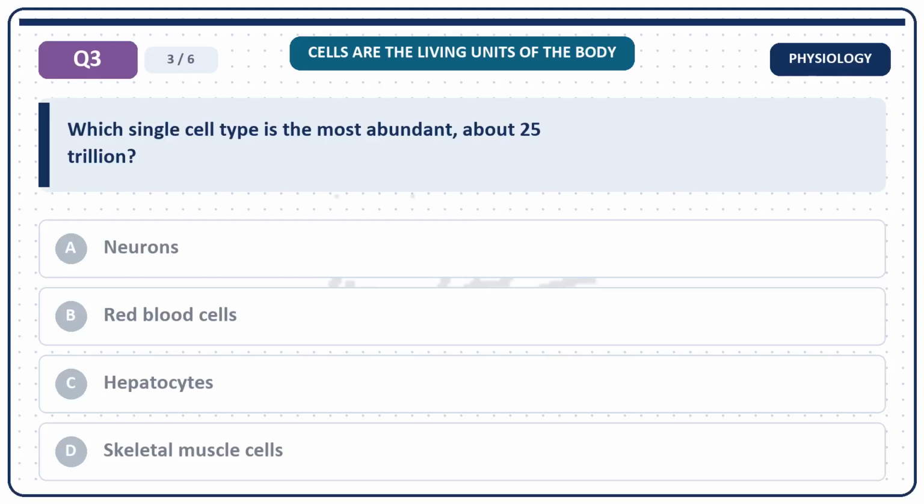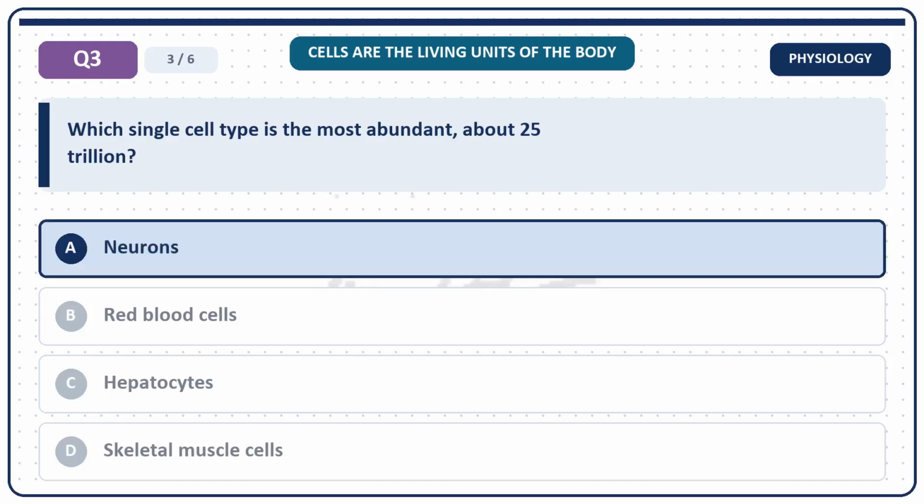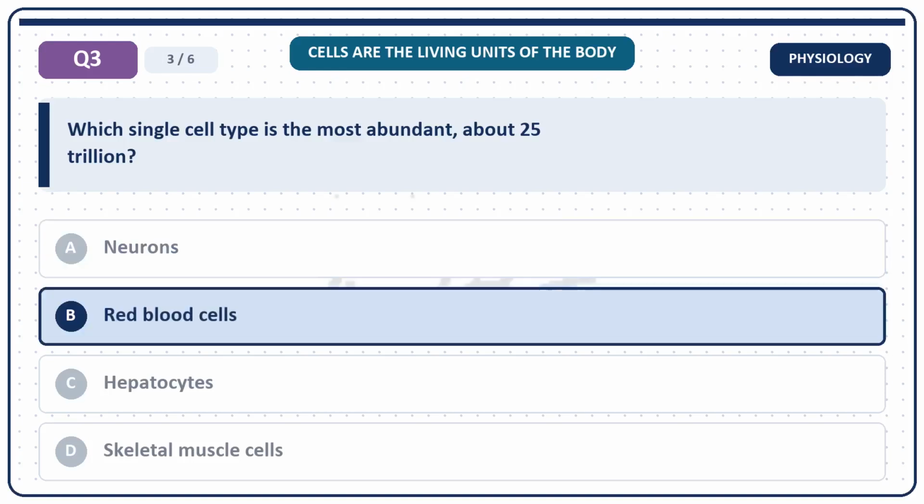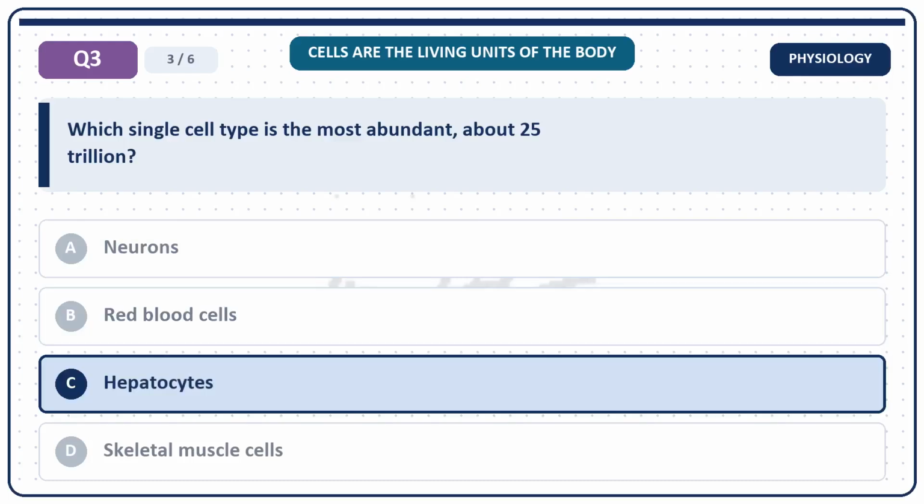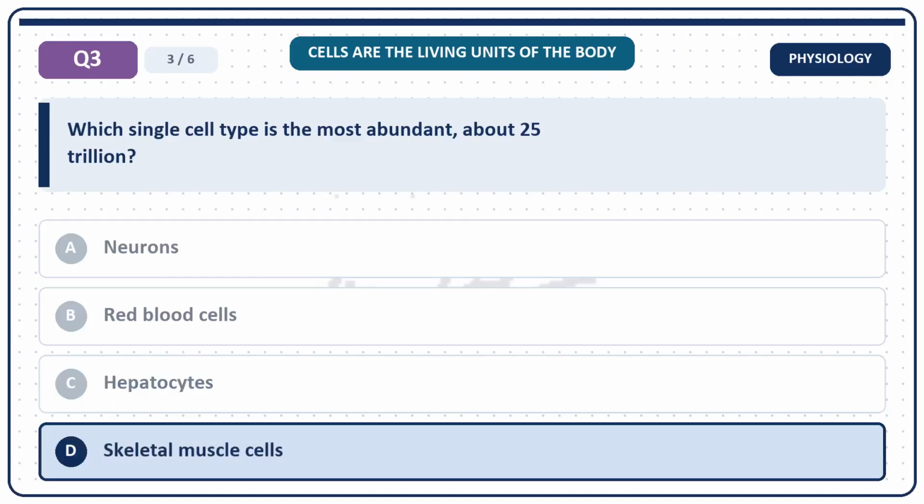Question 3. Which single cell type is the most abundant, about 25 trillion? Option A, neurons. Option B, red blood cells. Option C, hepatocytes. Option D, skeletal muscle cells.